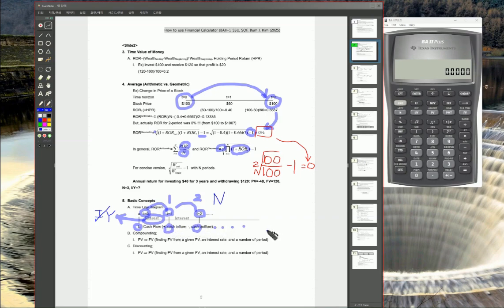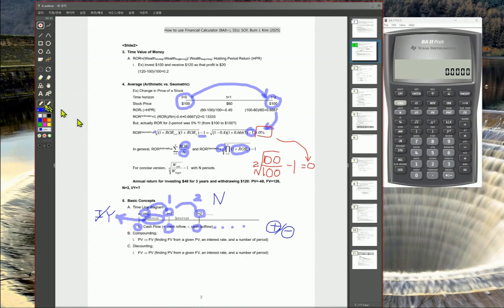But be careful with the signs. Sign is very important. If it's a cash inflow, use a plus sign, so you receive this much money. Or if it's an outflow, use a minus sign, you pay this much money. So be careful with the signs all the time.